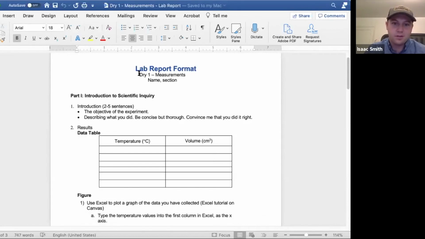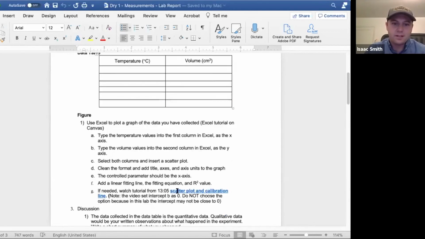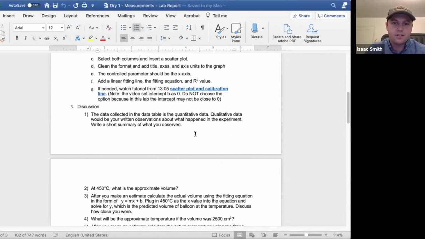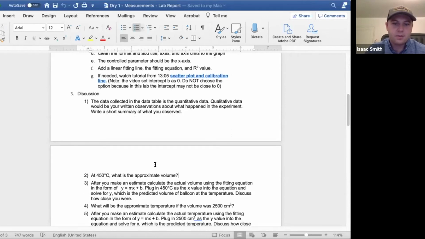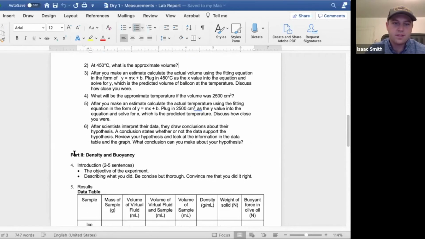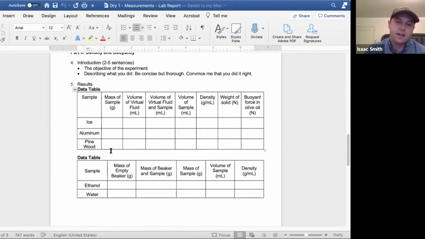So you use the example, but also this is for your first dry lab. So you fill in your introduction, your data, and then figure. So this tells you to basically make the graph, and then you have your discussion about the data. A couple questions to answer about it as well. And then part 2, right? The first lab has two parts. So this is really nice.